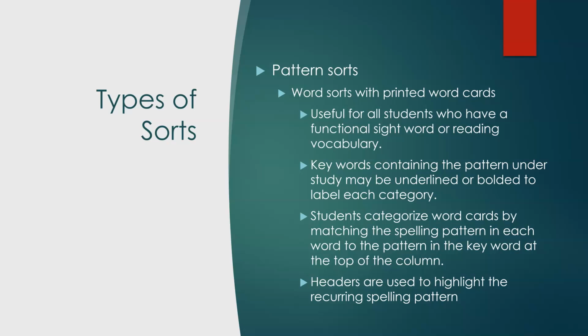So they're useful for students who have a functional sight word or reading vocabulary. And the key words containing the pattern under study have to be maybe underlined or bolded to label each category. So underlining the AIR in Mrs. Zimmerman's, or the EAR or the ARE. So underlining them or bolding them in some way so that the kids know how to sort underneath that. And then the students are going to categorize the word cards by matching that spelling pattern that they see. And you're usually putting a keyword at the top of the column. And the headers are used to highlight the spelling pattern.